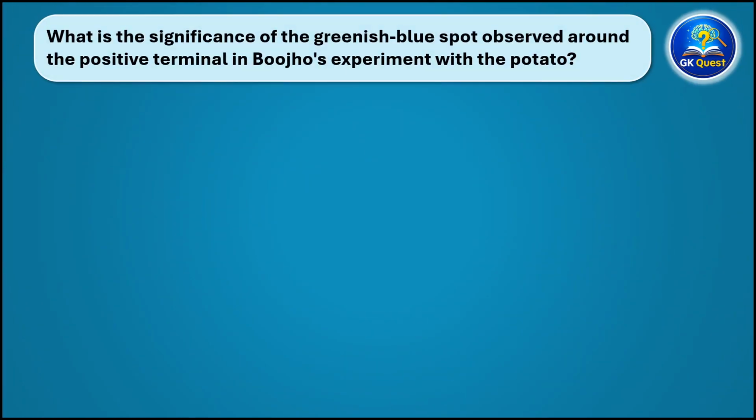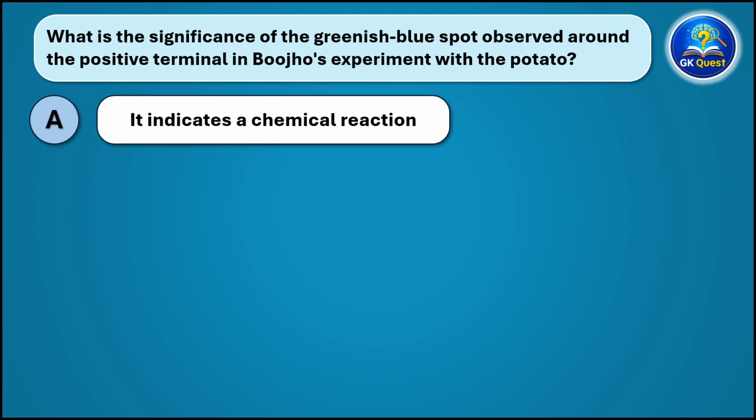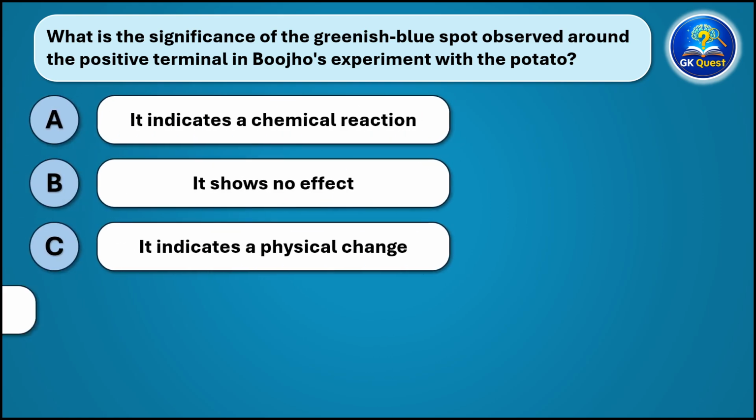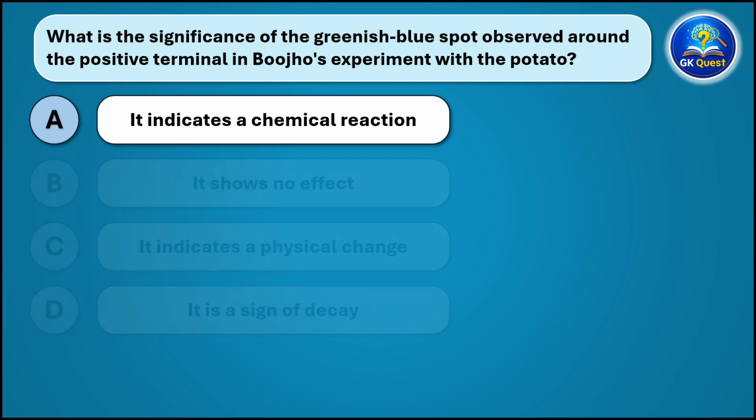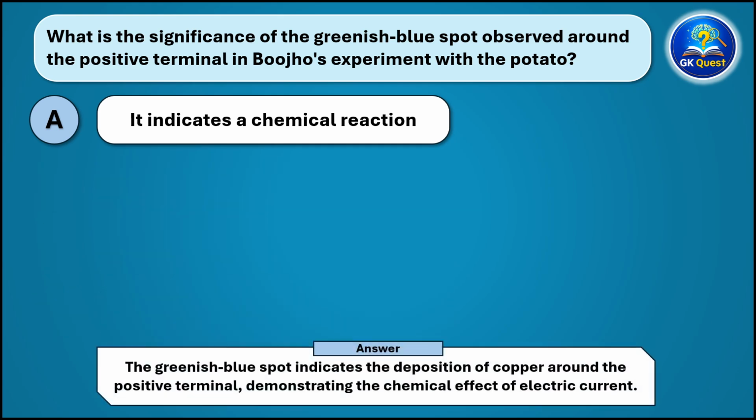What is the significance of the greenish-blue spot observed around the positive terminal in Boojho's experiment with the potato? And the correct answer is the greenish-blue spot indicates the deposition of copper around the positive terminal, demonstrating the chemical effect of electric current.